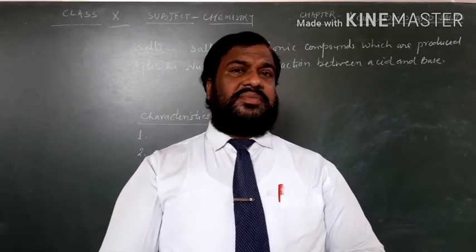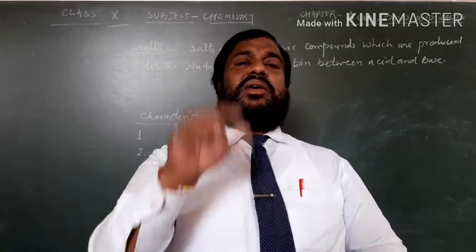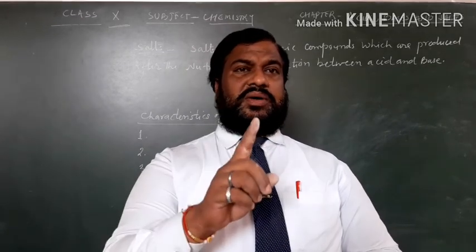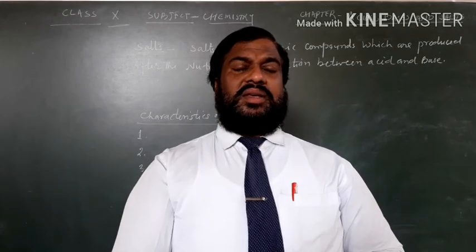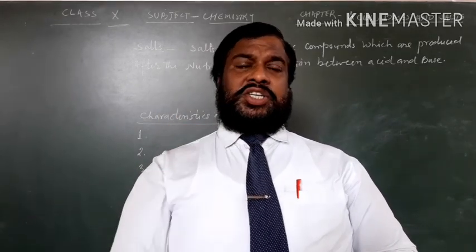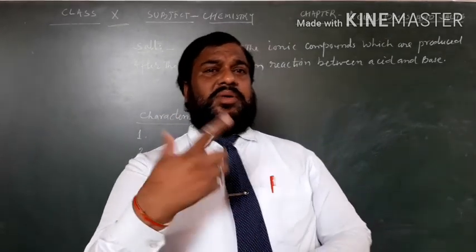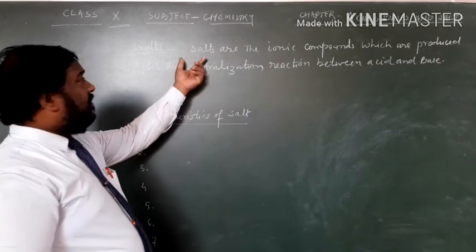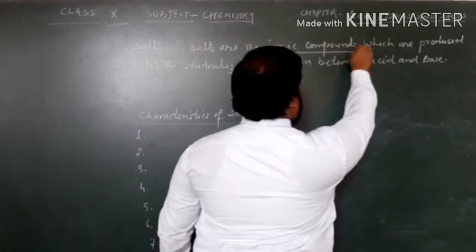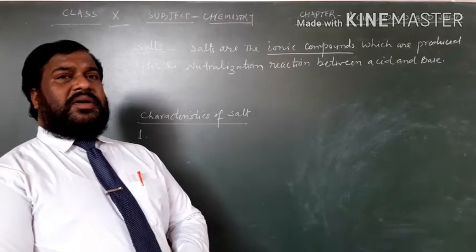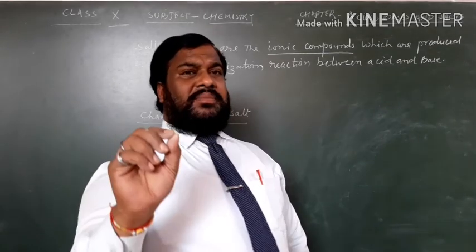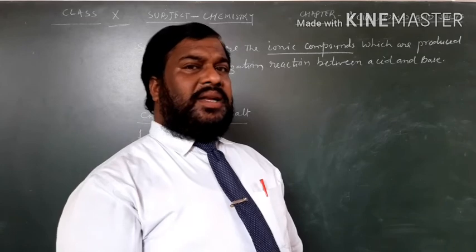So dear student, you know very well when acid reacts with base to form salt and water. And it is a kind of neutralization reaction. About salt, salts are ionic compounds. Means salts are made up of ions, that is a cation and an anion. Cation is positively charged and anion is negatively charged.